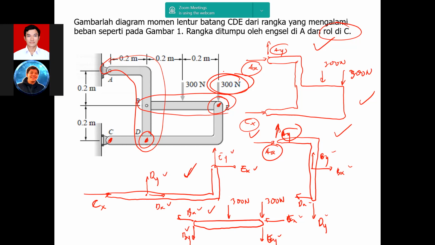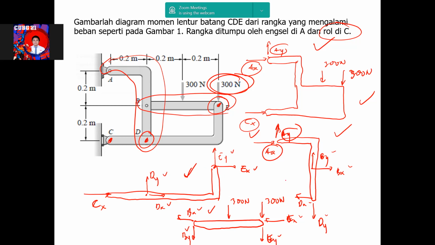I think it's okay to divide it equally or just put it in one member. Actually, that's the answer. You can put it anywhere. You can put 300 Newtons here at point E at member CDE, or you can just divide it into 2, 150 at member CDE and 150 at member BE. It will be the same. But later, the value of your EY will be slightly different.